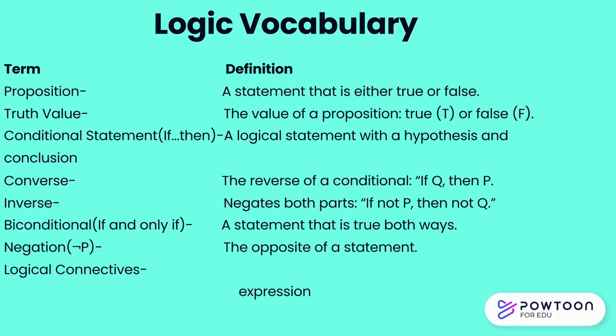If Q, then P. Inverse negates both parts. If not P, then not Q. Contrapositive negates, then reverses. If not Q, then not P. Biconditional, if and only if, is a statement that is true both ways. Negation is the opposite of a statement. Logical connectives are words like and, or, not, if, then. Truth table is a chart showing all possible truth values of a logical expression.